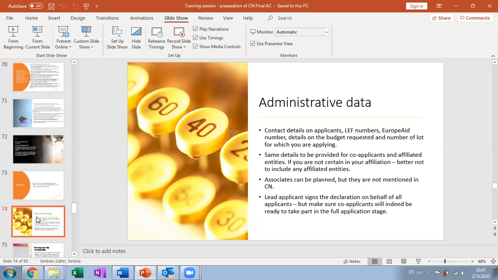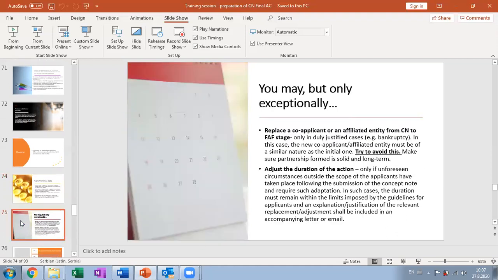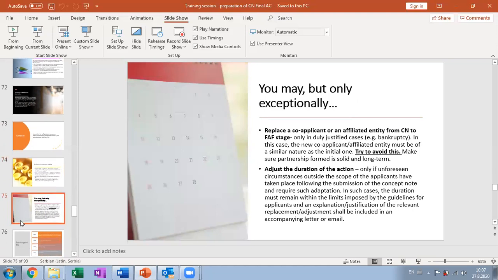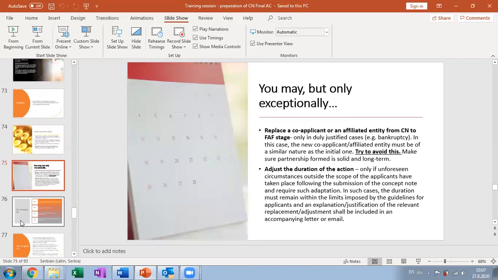Yeah, and I mentioned this last part, that lead applicants sign on behalf of all applicants, all co-applicants, so make sure that your co-applicants will indeed be ready to take part in the full application stage. A couple of issues that are important to be mentioned perhaps before we close this particular session.